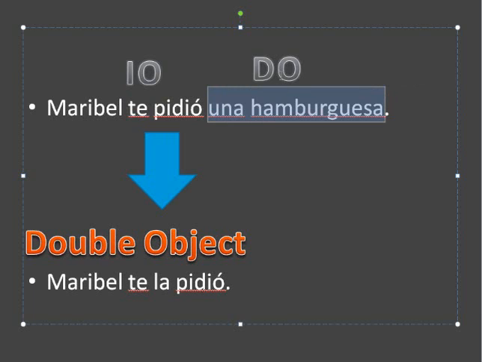So we want to replace the direct object with the la because it's singular and feminine. So we want to say Maribel requested it for you. So Maribel te la pidió. So indirect object first, then direct object. Again, it's la because it's singular and feminine, and then the verb pidió. Maribel te la pidió. So Maribel requested it for you.